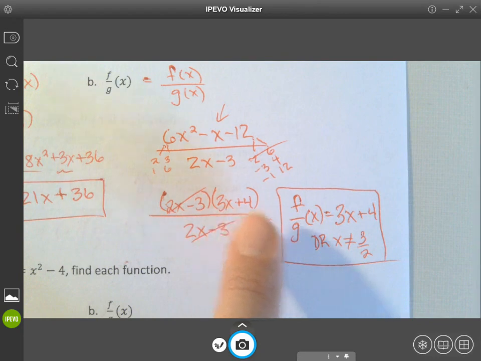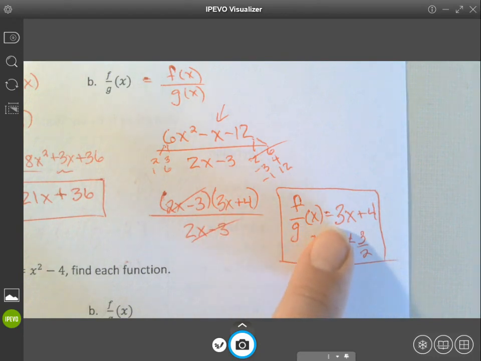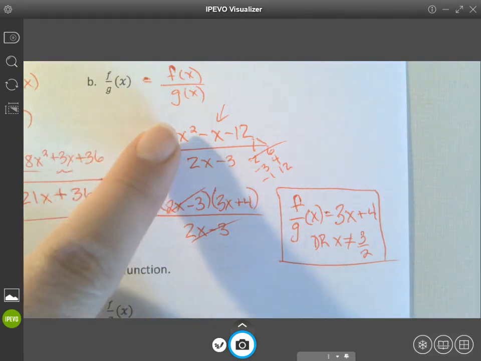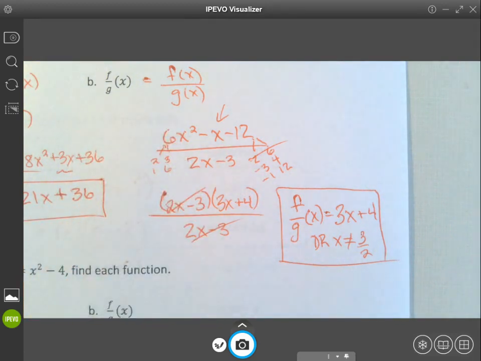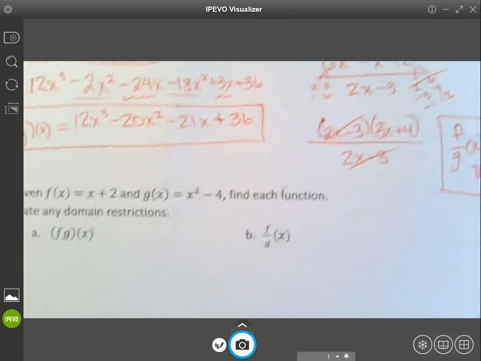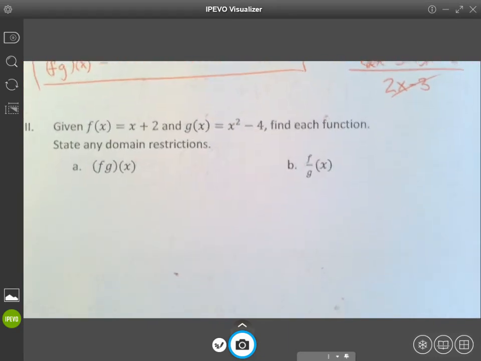Are there any vertical asymptotes? No, because the denominator canceled out. Are there any horizontal asymptotes? No, because the numerator degree was greater than the denominator degree. Okay, so go ahead and try these next two. Don't forget your domain restriction.